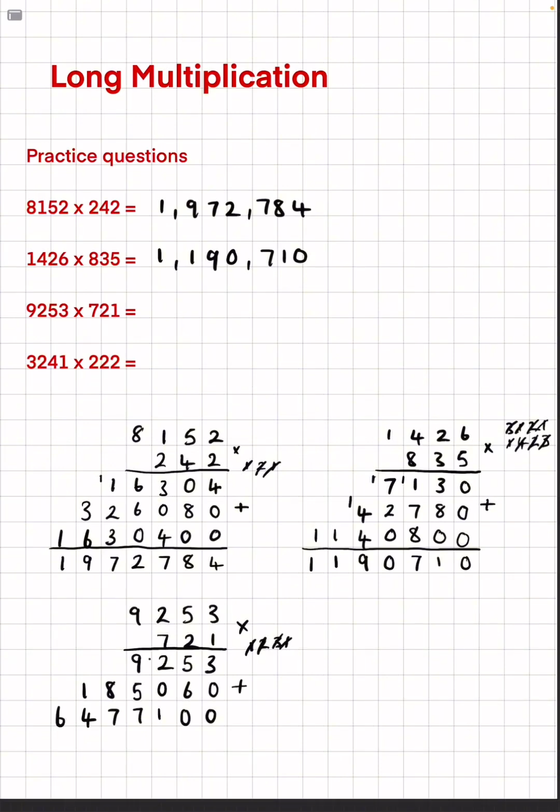To get our answer, we're going to add these three numbers together. 3 add 0 is 3. 5 add 6 add 0 is 11. We put the 1 down, carry the 1. 2 add 1 is 3. Add 1 is 4.